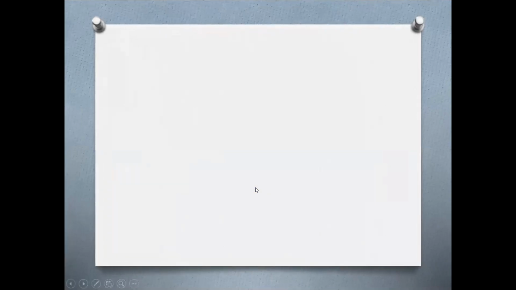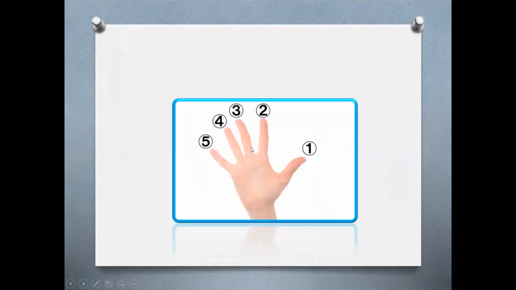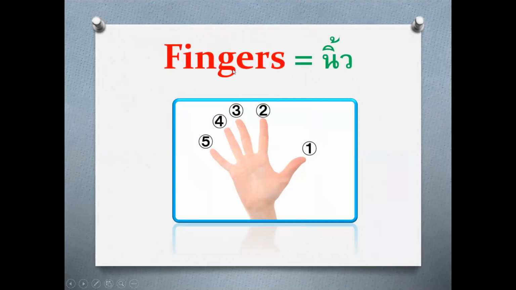Next, what picture is this? Very good. This picture of fingers. You're going to spell F-I-N-G-E-R-S. Fingers. You can see many fingers in our hand. You can read Thai, see this picture and understand also.